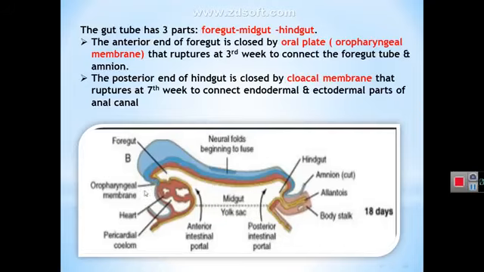that ruptures in the third week to connect the foregut tube and amnion. The posterior end of the hindgut is closed by the cloacal membrane that ruptures in the seventh week to connect the endodermal and ectodermal parts of the anal canal.